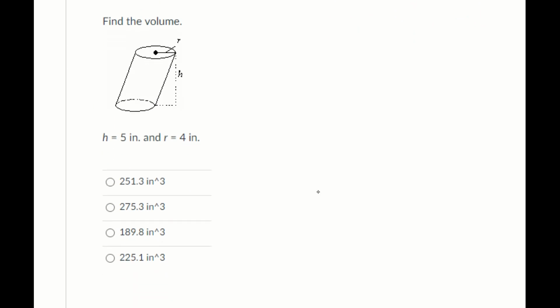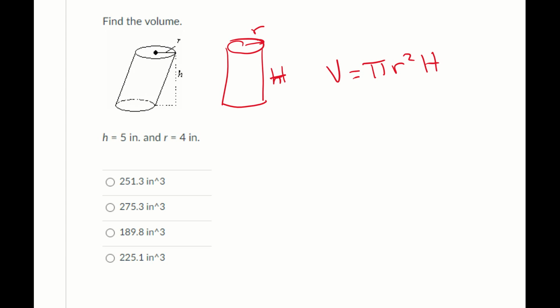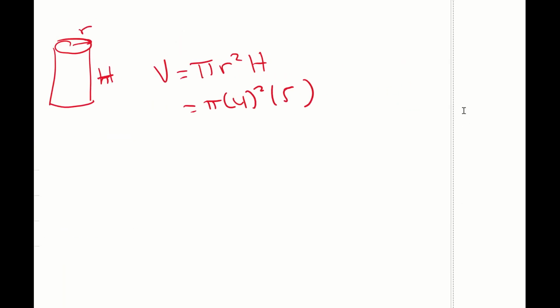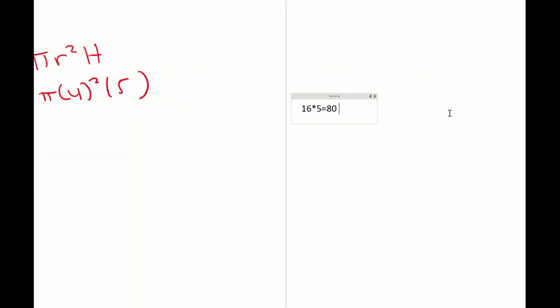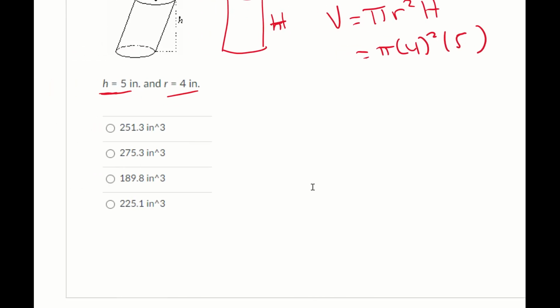All right, so find the volume. So this is an oblique cylinder, but we know by Cavalieri's principle that the volume must be the same as a right cylinder with the same height and the same radius, right? So the volume of the cylinder is still going to be pi r squared h, right? We're going to use capital H instead of lowercase, but you get the idea. So if capital H is 5 and the radius is 4, we get pi times 4 squared times 5. So we got 16 times 5. So it's going to be 80 pi. And 80 times pi is 251. So it's going to be this answer.